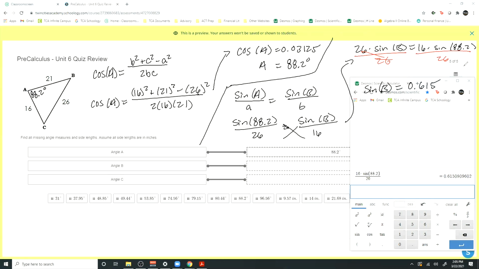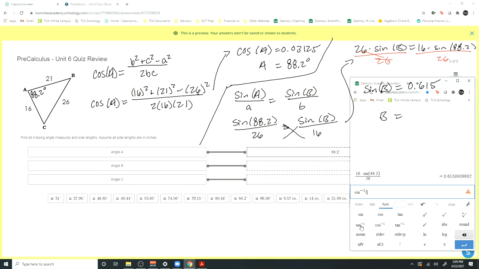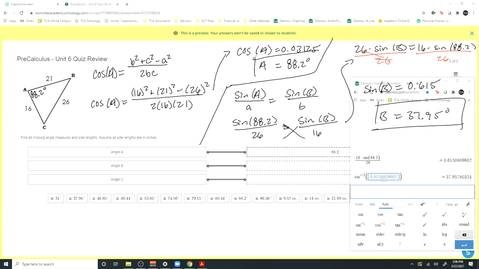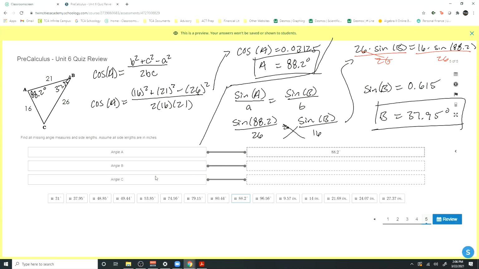But I don't want the sine of b, I want b. So I take the sine inverse. I can say ANS for my last known answer. B is 37.95 degrees. All right, so write that in the triangle and that here.